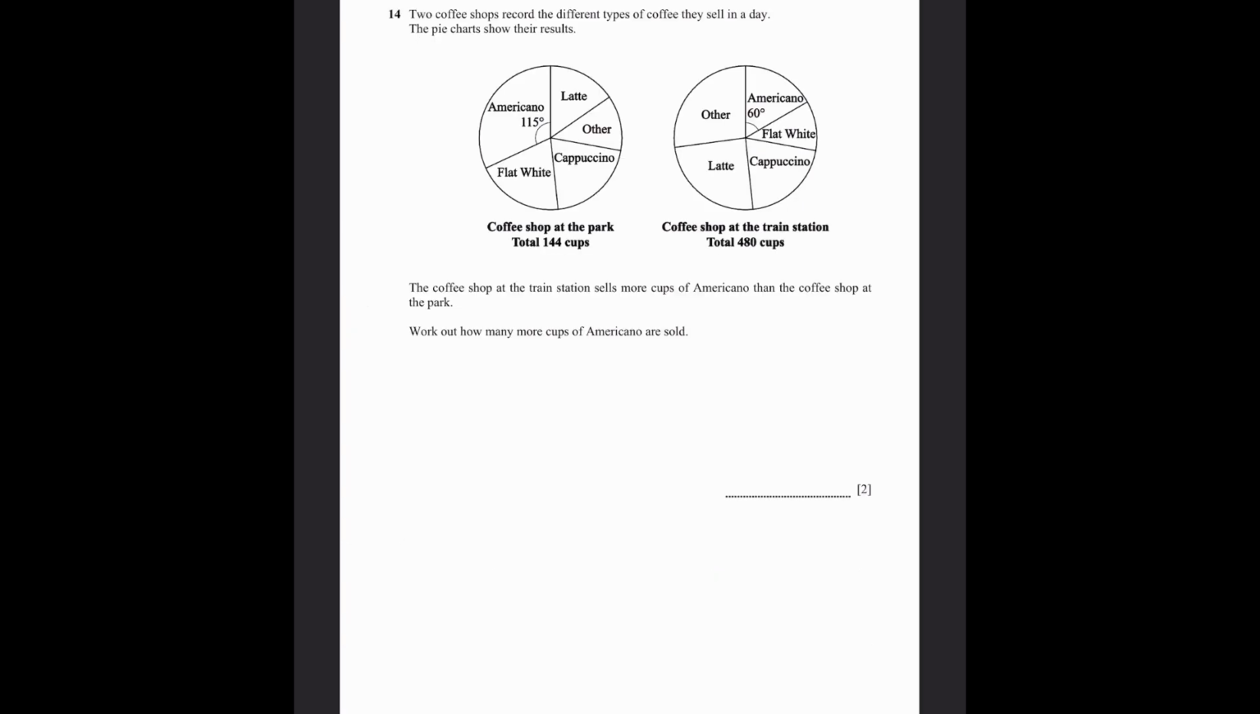Question 14. 2 coffee shops record the different types of coffee they sell in a day. The pie charts show the results. The coffee shop at the train station sells more cups of Americano than the coffee shop at the park. Work out how many more cups of Americano are sold. So 60 degrees is equal to 60 by 360, which is equal to 1 by 6. So 1 by 6 of 480, and that's equal to 480 divided by 6, which is 80. So 80 cups at the train station.